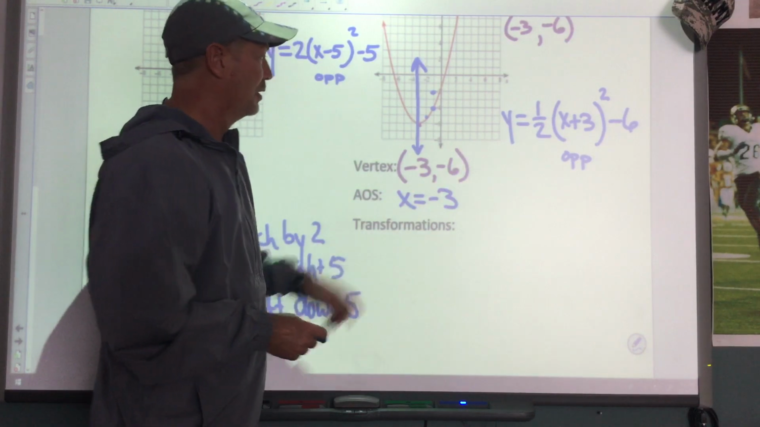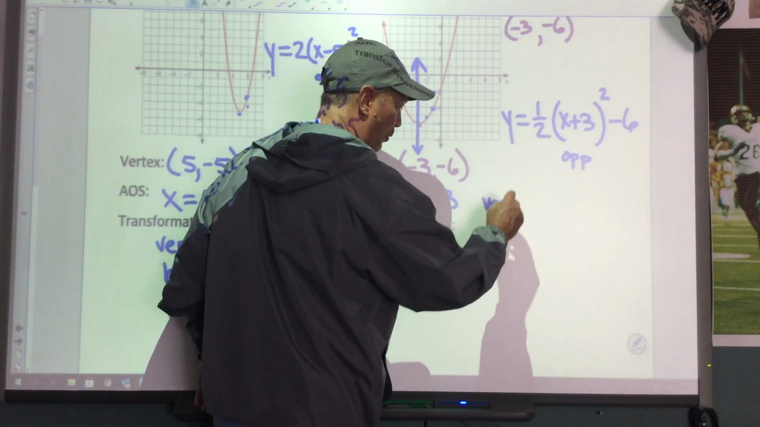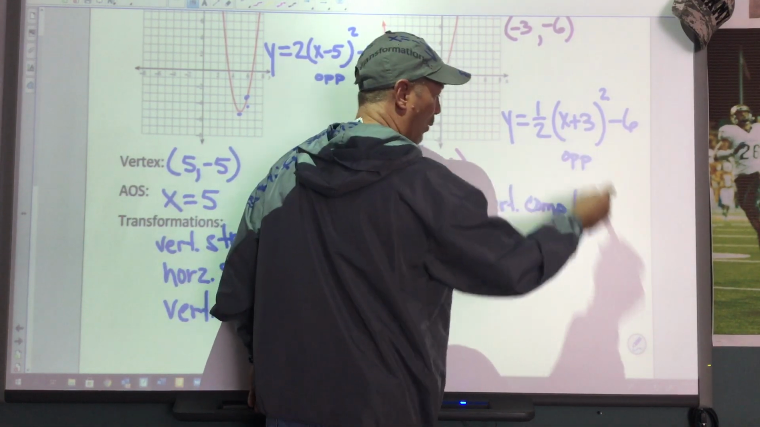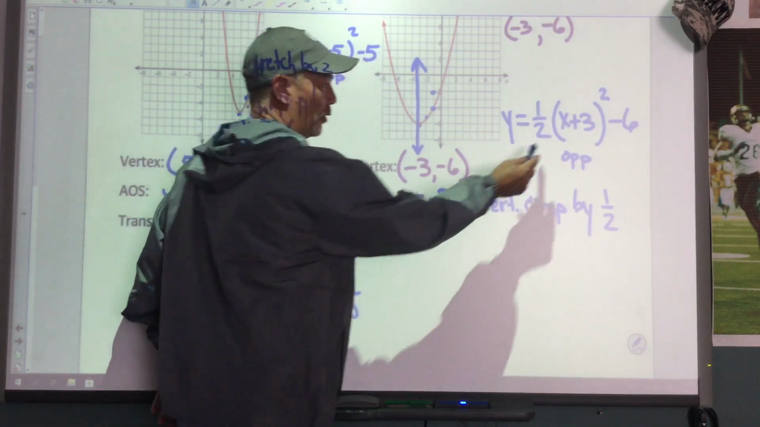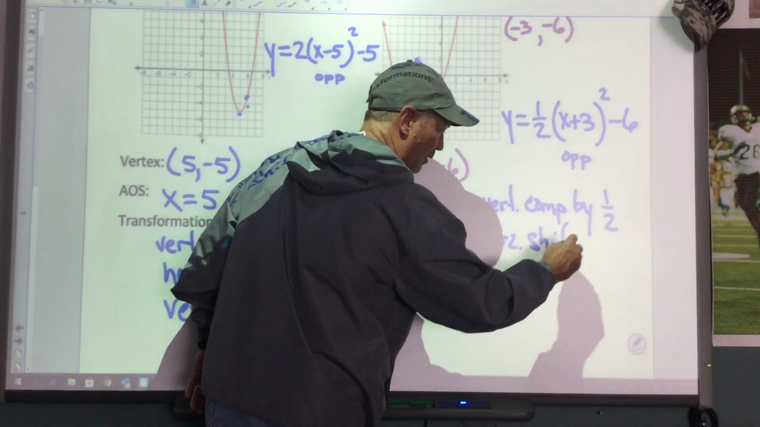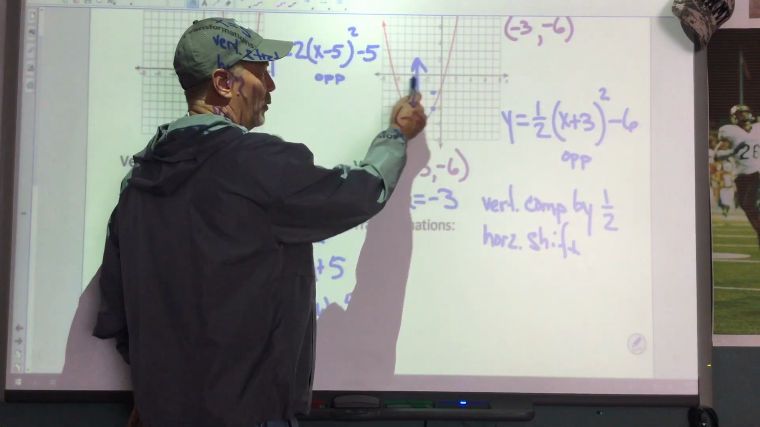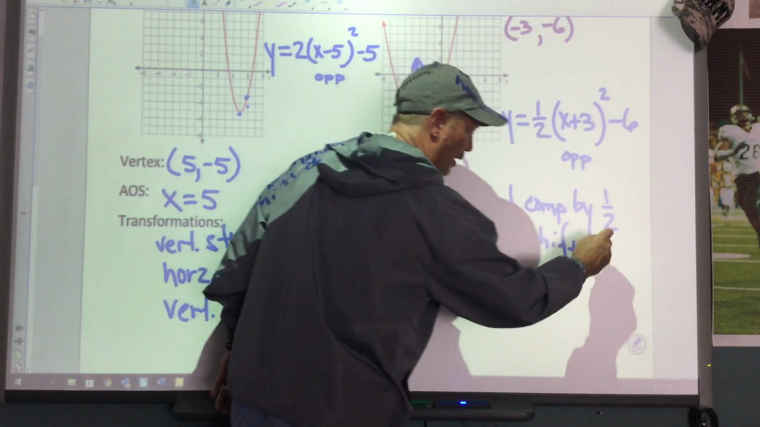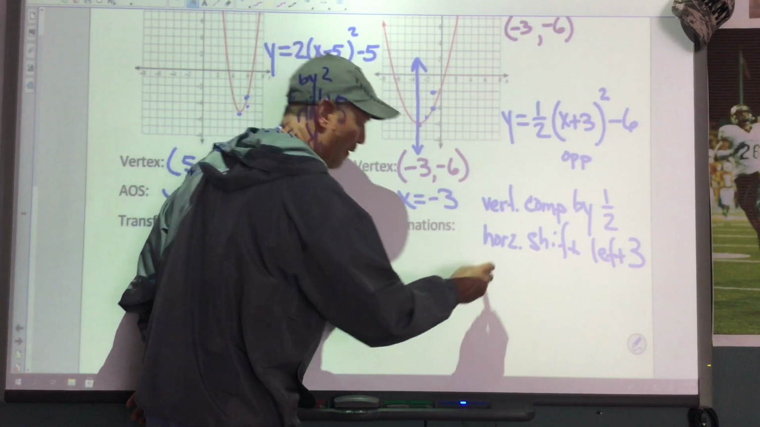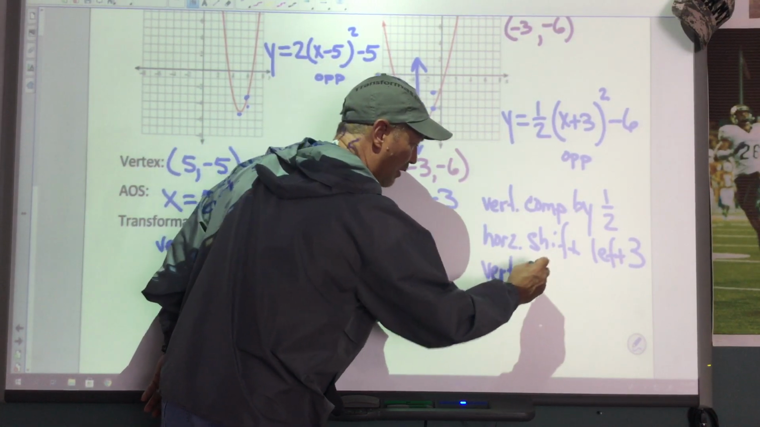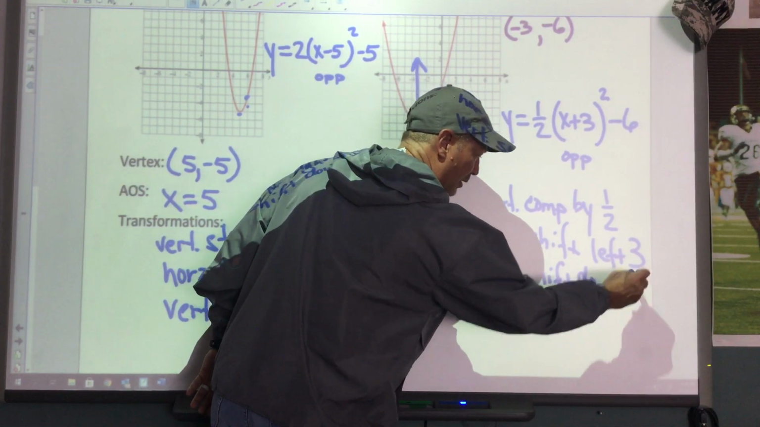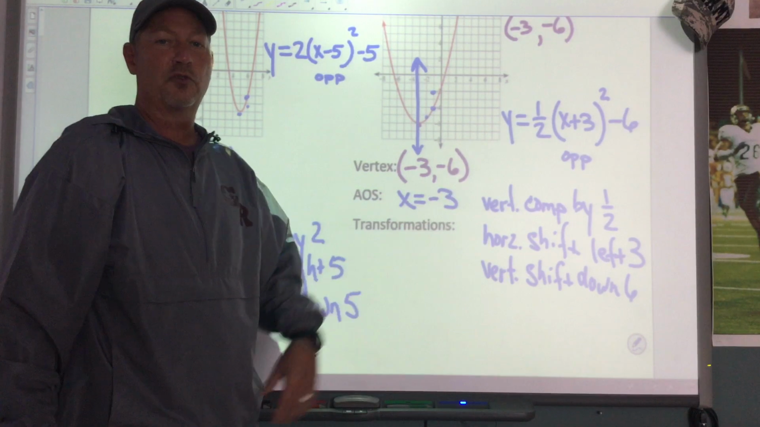My transformations. Well, I'm going to have a vertical compression by 1/2. I'm going to have a horizontal shift. And this we did, which way we went? We went to the left, or the opposite, we went left 3, and then we also went what? We have a vertical shift down 6. Vertical shift down 6. And there's your transformations.